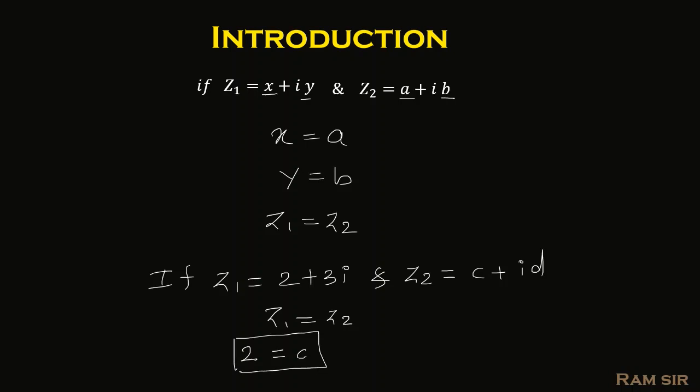Similarly, the imaginary part of z1, which is 3, and the imaginary part of z2, which is d, has to be equal, because already given to us two complex numbers are equal. So by equality of two complex numbers, we can find out the answer of any variable which is present in the equation. So let's understand a question related to this concept.